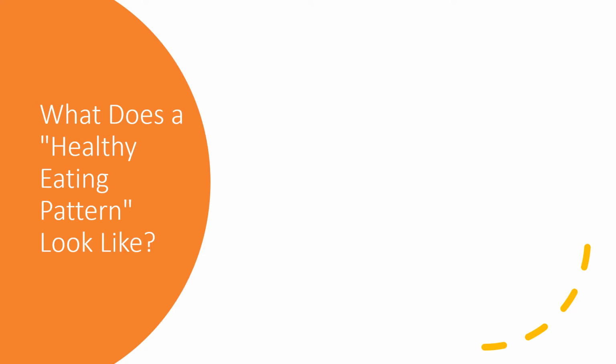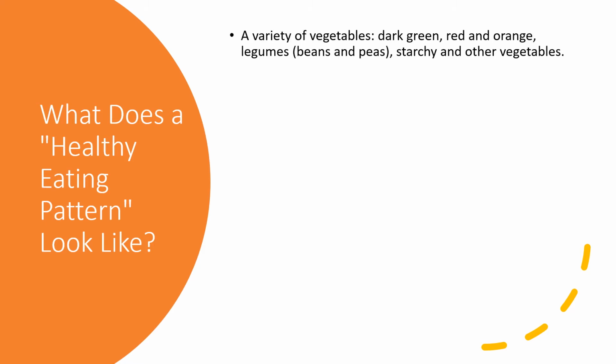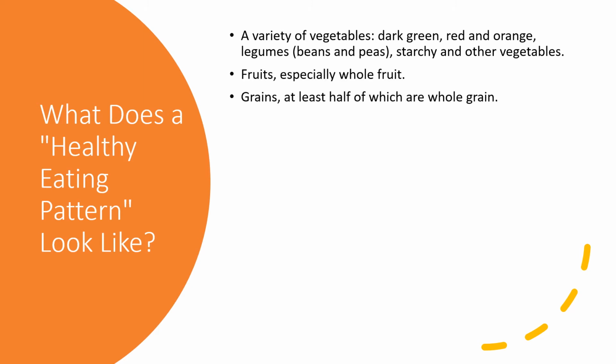So this is their definition, and when I say their, I mean the Department of Ag and the Department of Health and Human Services. This is their definition of healthy eating pattern. So a healthy eating pattern includes a variety of vegetables, dark green, red, orange, beans, peas, and starchy and other vegetables. It includes fruits, especially whole fruits. It includes grains, and at least half of those grains are whole grains.